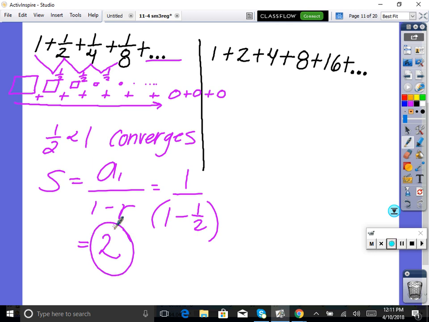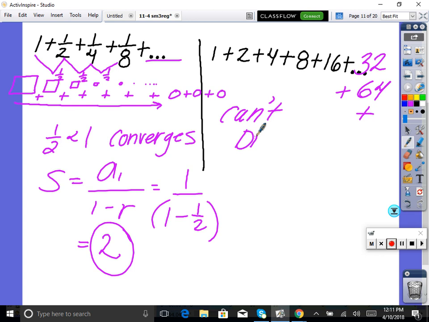All right, so look right here, though. 1, 2, 4, 8, 16. Isn't it getting larger and larger? Well, it's going to keep getting larger. We're not going to know when to stop adding. Do you see what I'm saying? So once again, right here, just like with arithmetic, we can't find the sum.